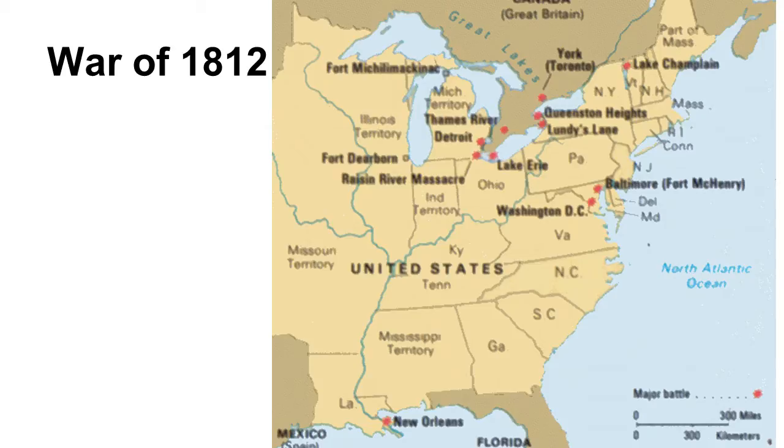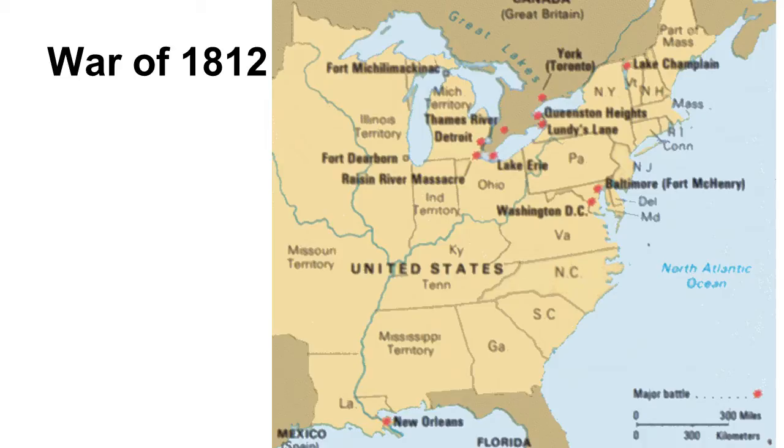So what goes on in the War of 1812? Well, good question. Big issues, namely the United States. We're only about 20 years removed from the American Revolution, so there's still a lot of issues and resentment and tension between the United States and Great Britain.